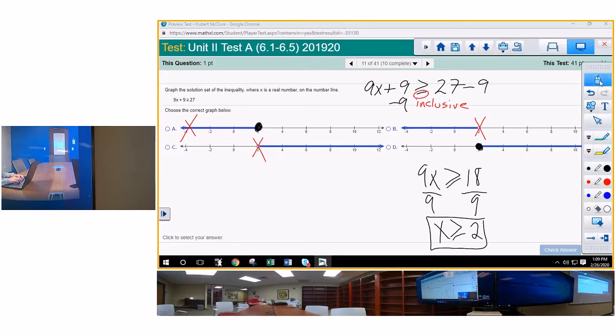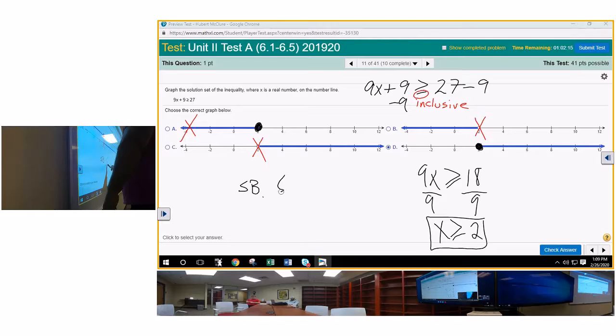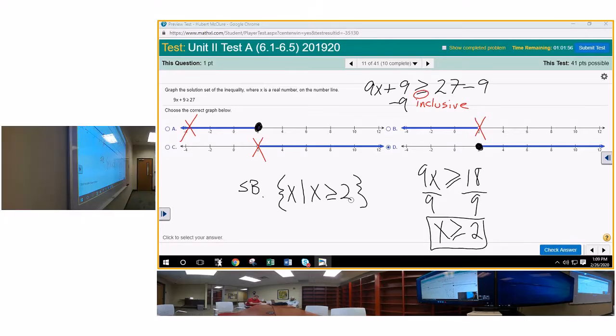Now I'm going to show you one more thing: set builder notation and interval notation. Set builder notation is pretty simple. You draw a big set of braces, then you draw an X and a line, and then you put your answer in there: X greater than or equal to 2. That's called set builder notation. They have a homework question or a test question that says put it in set builder notation.